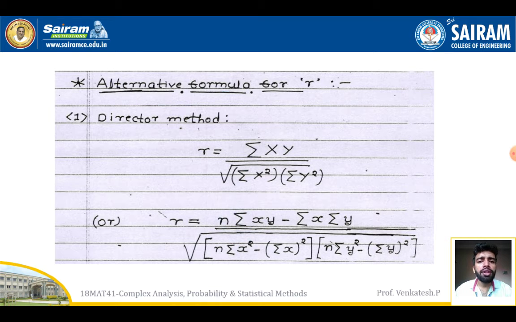Alternative formulas for finding the correlation coefficient. The first one is the direct method, given by r equals summation capital X capital Y divided by the square root of summation capital X square into summation capital Y square. Or we can use this formula also: r equals N summation xy minus summation x into summation y, divided by the square root of N summation x square minus summation x whole square, into N summation y square minus summation y whole square.